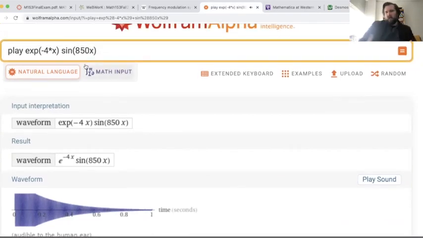So this is how some early electronic music things were actually produced. And I think it's really cool that calculus contributed to this.